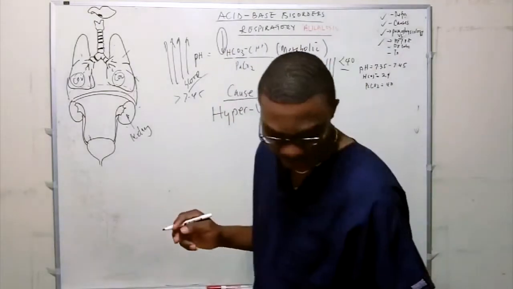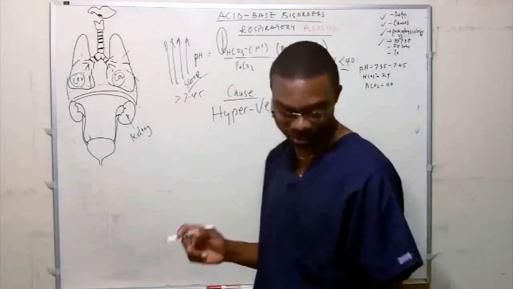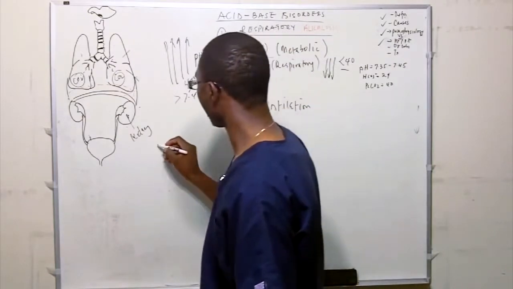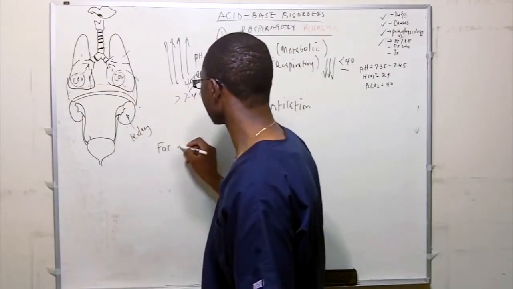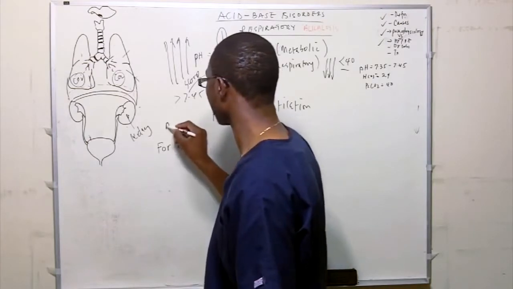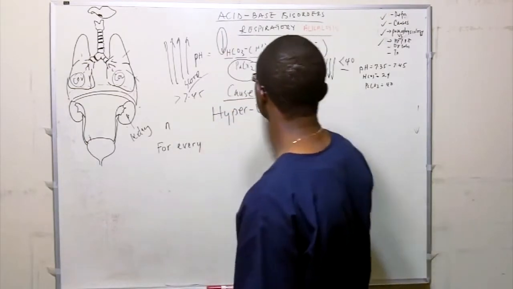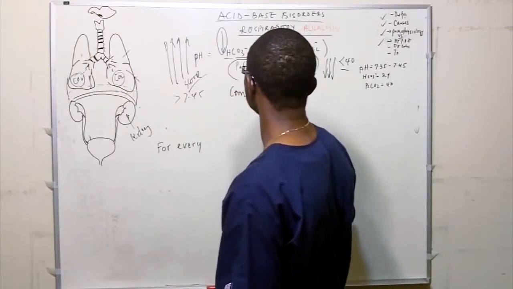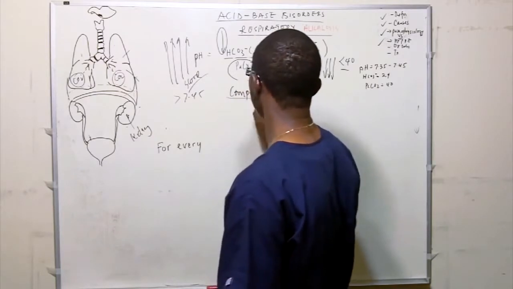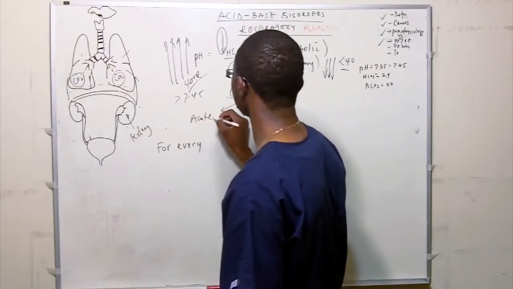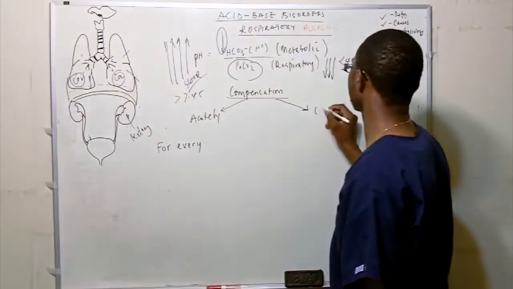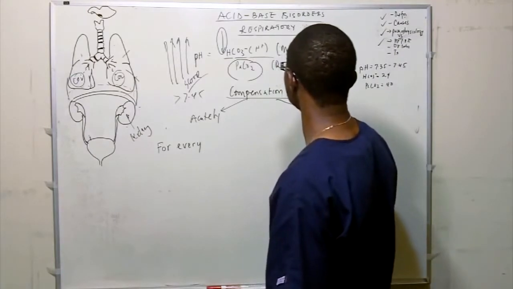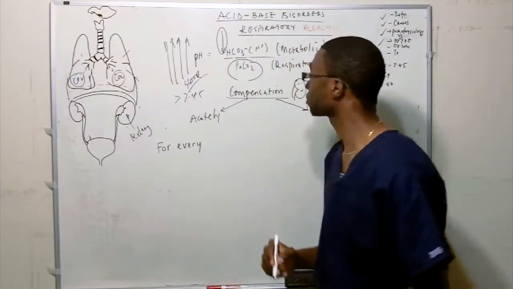So in an acute situation, for each 10 millimeter decrease in your PaCO2, this is acute, by the way. I should have actually erased this, because the next thing we're talking about right now is compensation, acutely and chronically, by the kidneys, by the way. Little kidneys, smiley face.